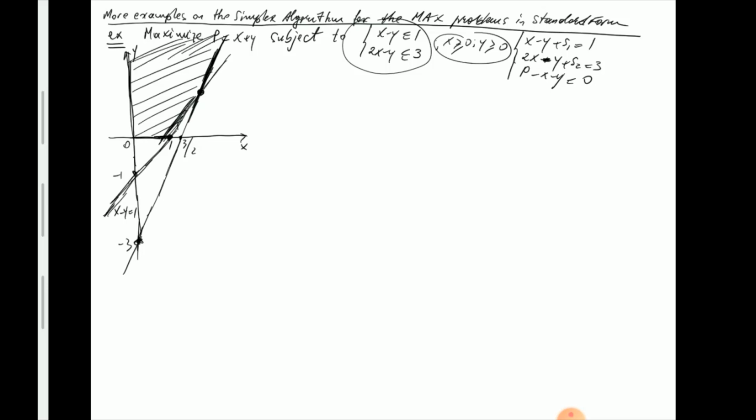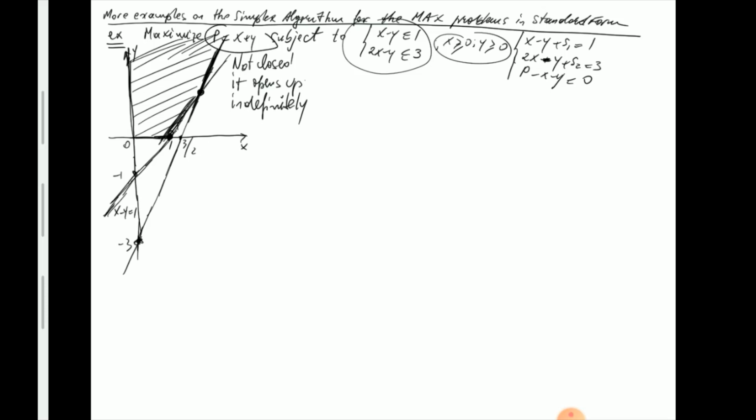I want you to notice that this feasible region is no longer a closed region. It's not closed. It opens up indefinitely. And so that means we know already why the maximum doesn't exist.